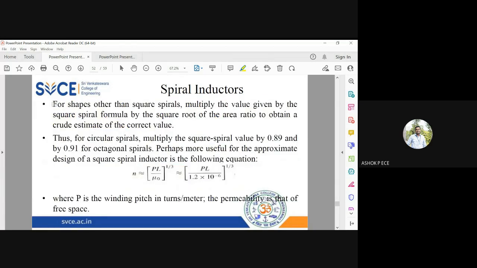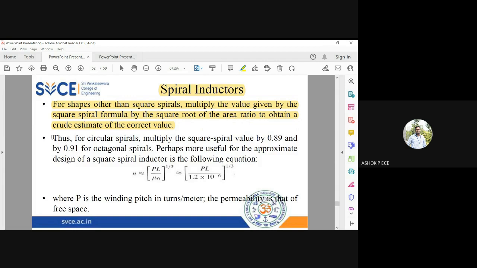For whatever shape other than square spiral you consider, you have to multiply the value given by square spiral by the square root of the area ratio to obtain the crude estimate. So square spiral is going to be the reference for us. Whatever other model you are going to have, you just multiply the inductance value by the square root of the area ratio to obtain the estimate of that model. For actual inductance, you have to pass current through that, and you have to measure the voltage, and find out the actual value of L. The estimate of L you can find mathematically by multiplying the inductance of square spiral by the square root of area ratio.